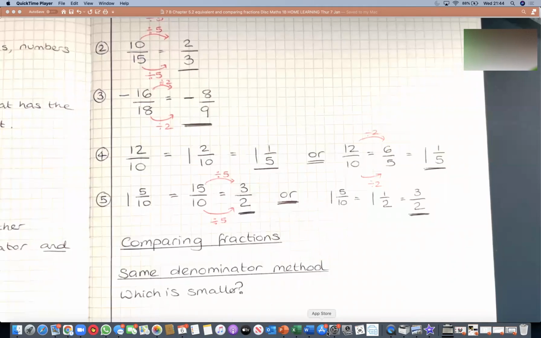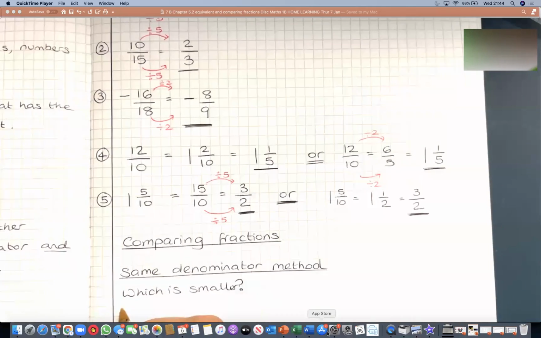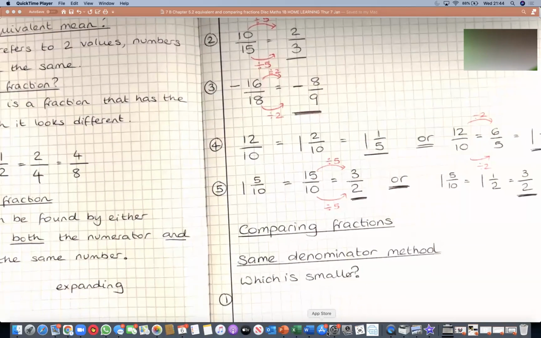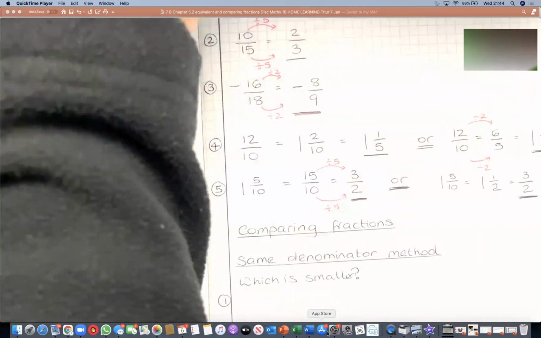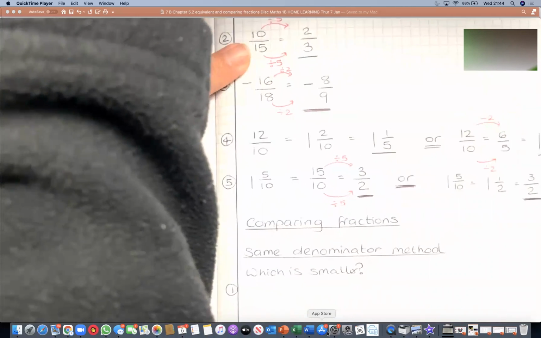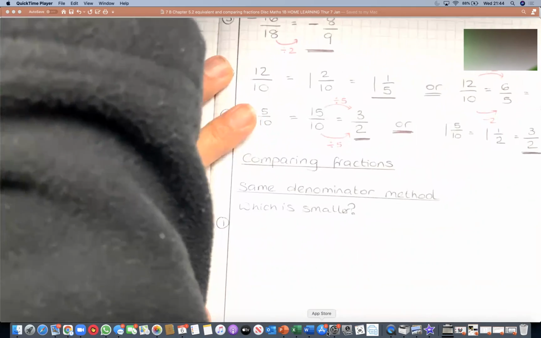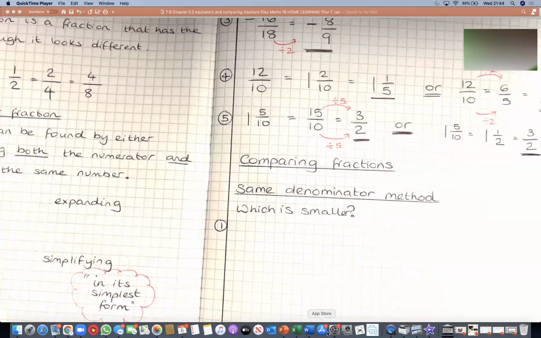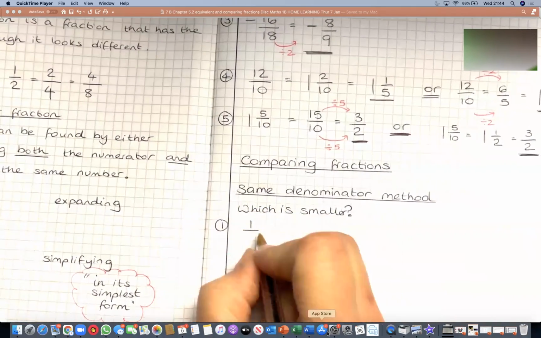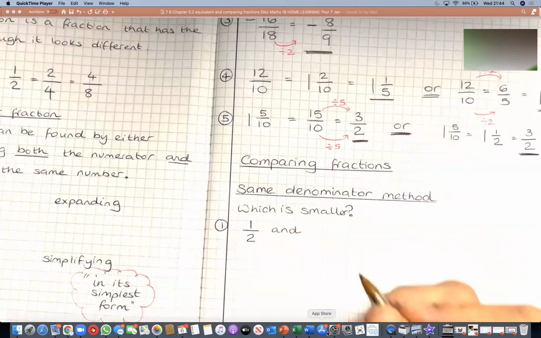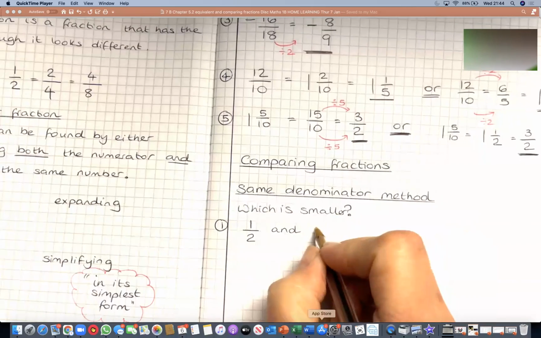Okay, so let's start with the first one. Question 1. Again, I'm going to move this a little bit so you can see. There we go. Okay, question 1. Which is smaller? I'm comparing 1/2 and 2/3.